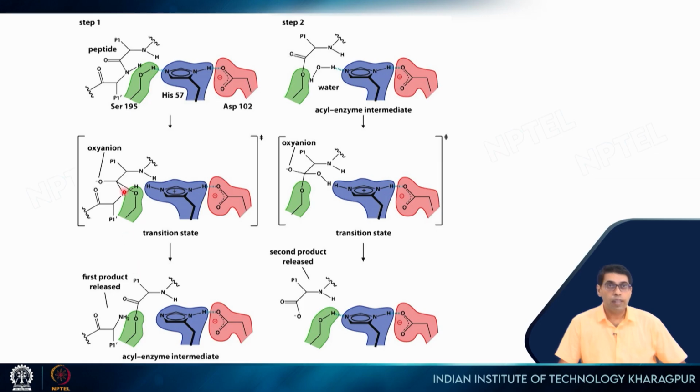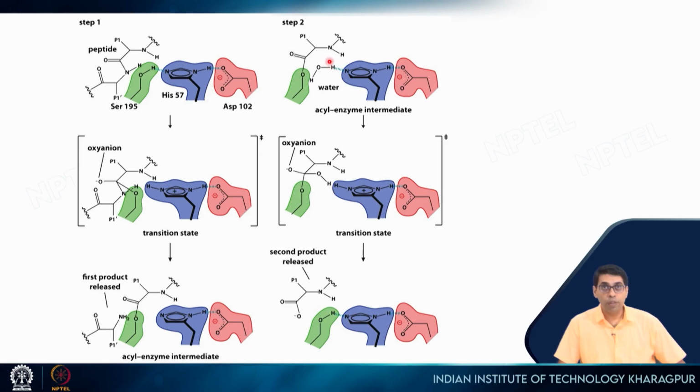Now this carbon nitrogen bond will be broken, right? So this O minus will come back here, and this carbon nitrogen bond will be broken. You see that the first part of the peptide is released, but now the second part of the peptide is covalently linked to the serine by this ester linkage, right? Now the second step happens. A water molecule comes in which is activated by the histidine, so this O minus will attack here.